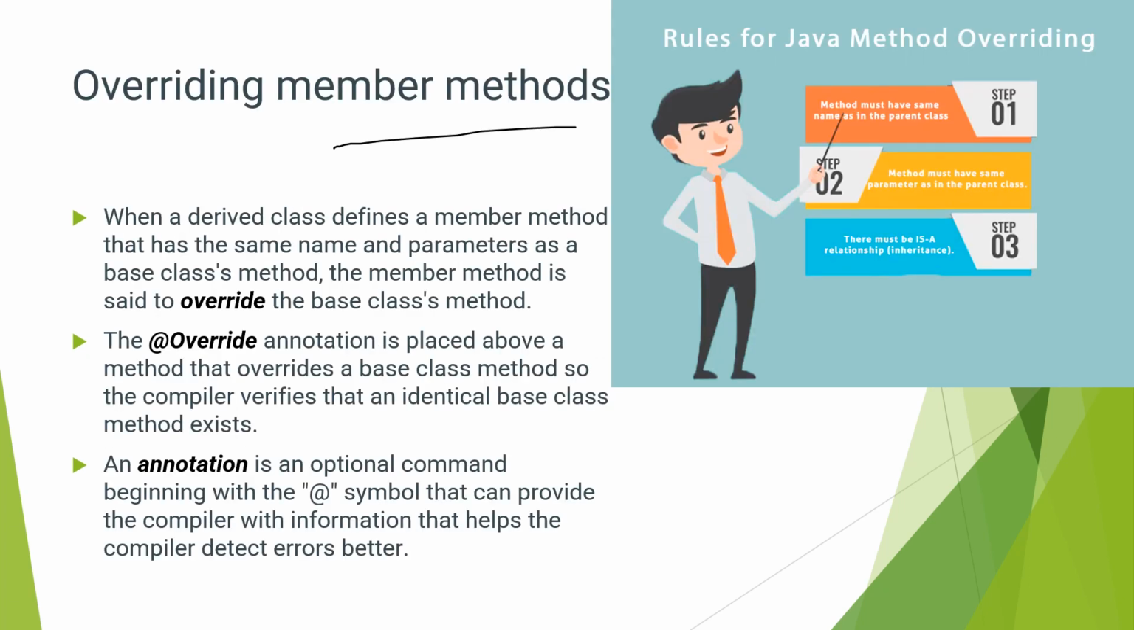Overriding member methods. When a derived class defines a member method that has the same name and parameters as a base class's method, the member method is said to override the base class's method. The @Override annotation is placed above a method that overrides a base class method, so the compiler verifies that an identical base class method exists. An annotation is an optional command beginning with the @ symbol that can provide the compiler with information that helps the compiler to detect errors better.